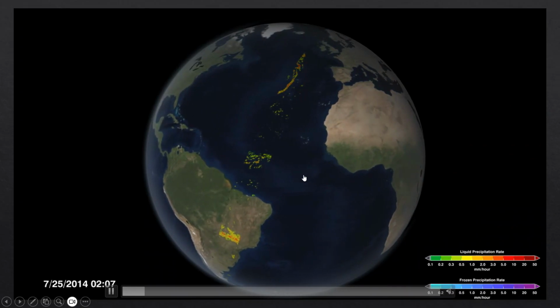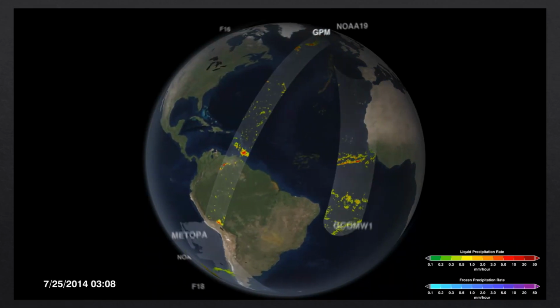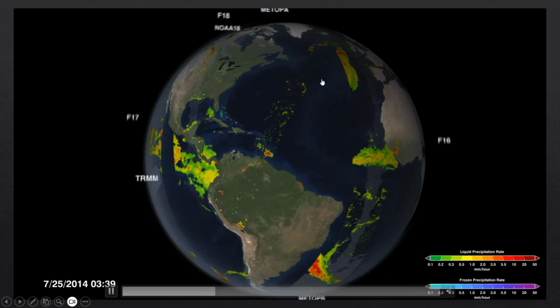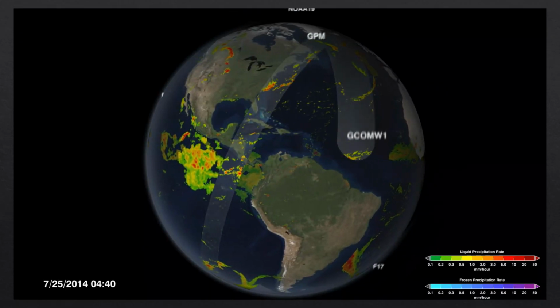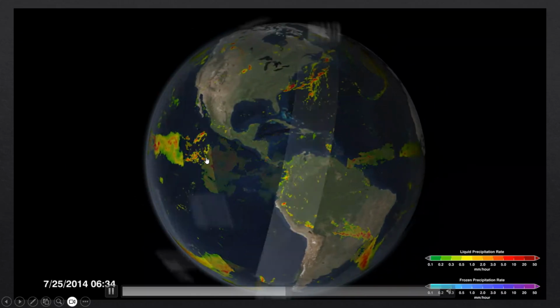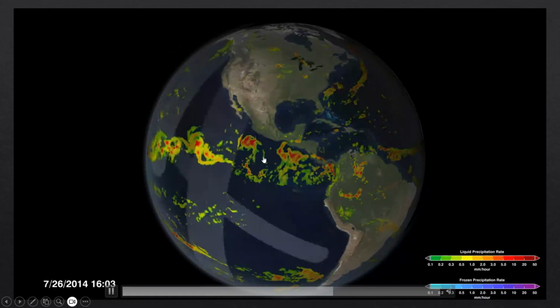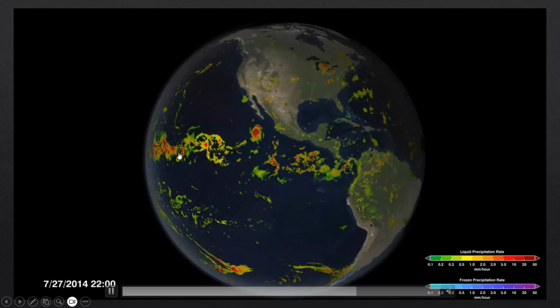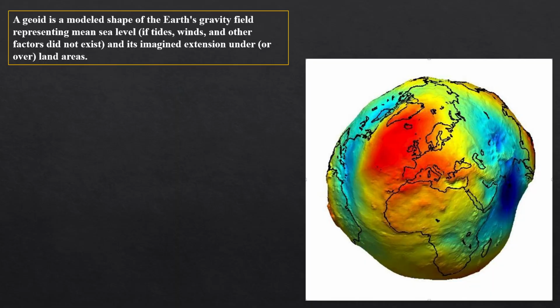And this is like a satellite that moves around the world, and they show the precipitation rate, where the precipitation rate is high. You can see along the equator the precipitation is very high, and this is also very high because both are low pressure zones. So actually this video shows the precipitation rate.